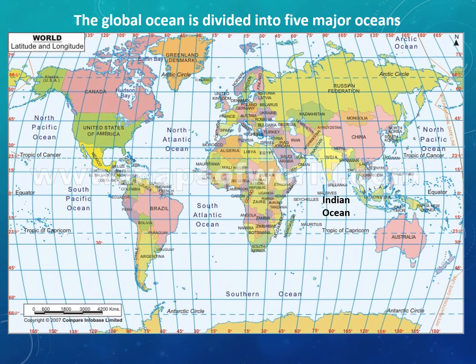The global ocean is divided into 5 major oceans. These are as follows. We have the Pacific Ocean, the Atlantic Ocean, the Arctic Ocean, Southern Ocean, and Indian Ocean.